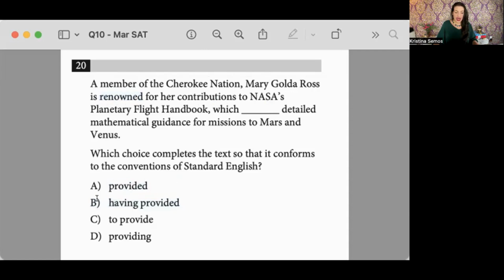Let's look at B, which having provided, what? That just doesn't work. Which to provide detailed mathematical. No, I don't want the infinitive here. I want an actual conjugated verb. Which providing detailed mathematical guidance. No, I don't want the gerund form because this is really a noun in disguise. So I just want the simple one. I would have wanted provided or provides. They only gave me one of those options. So here we go. The answer choice in this one is going to be A.